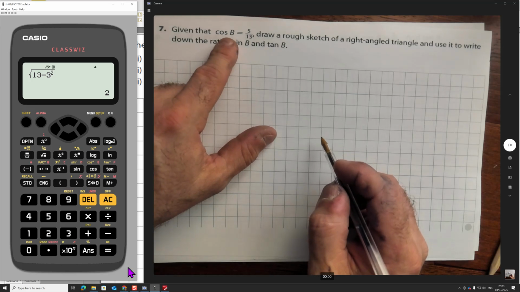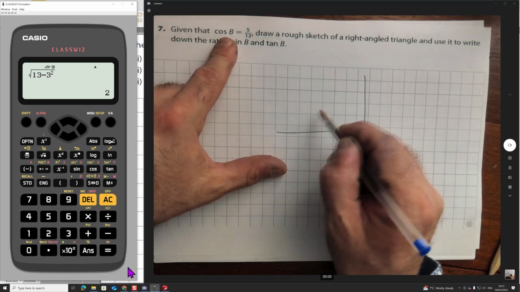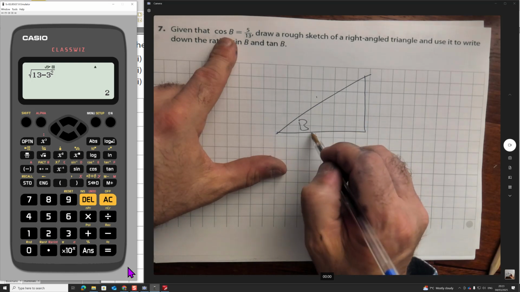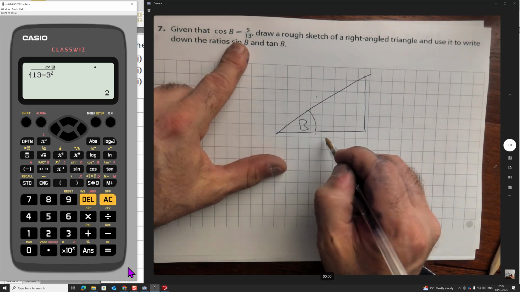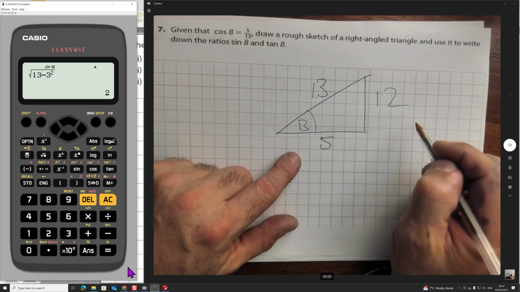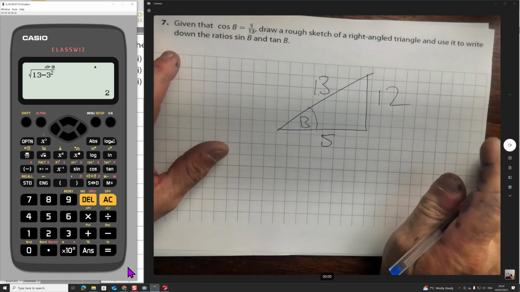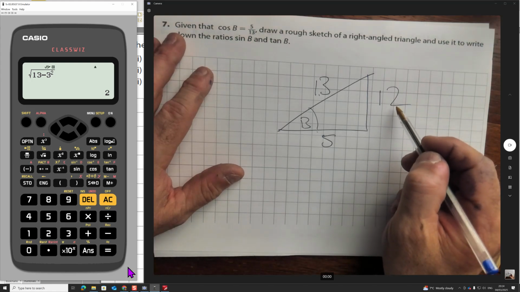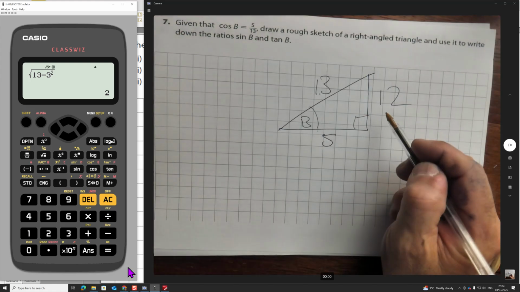Now, cos of b. So think, b is here, and here it's included between these for cos. So basically we're putting a 5 here and a 13 here. Sure, the rest is history. We know a 12 goes there. Or do we? If you don't know, you can use Pythagoras to get the 12 here.